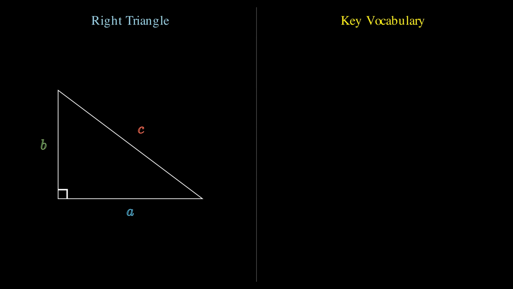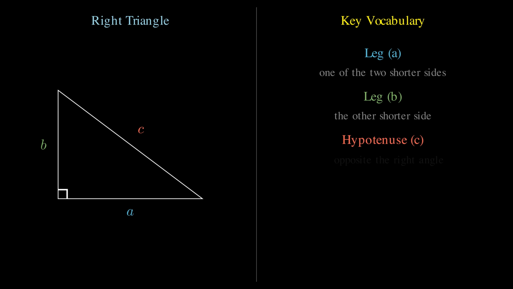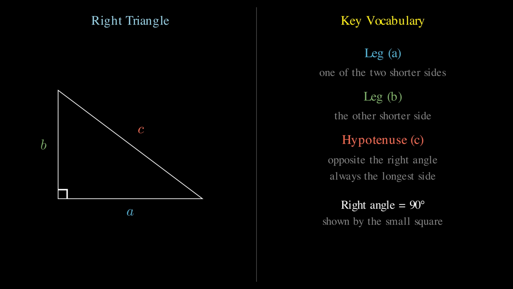Now let's name the three sides of this triangle. The two sides that touch the 90-degree angle are called the legs. One leg is labeled the variable a. The other leg is labeled the variable b. The third side is called the hypotenuse. The hypotenuse is the side across from the 90-degree angle, and it is always the longest side of the triangle. We label it the variable c. So in a right triangle, a and b are the legs, and c is the hypotenuse.